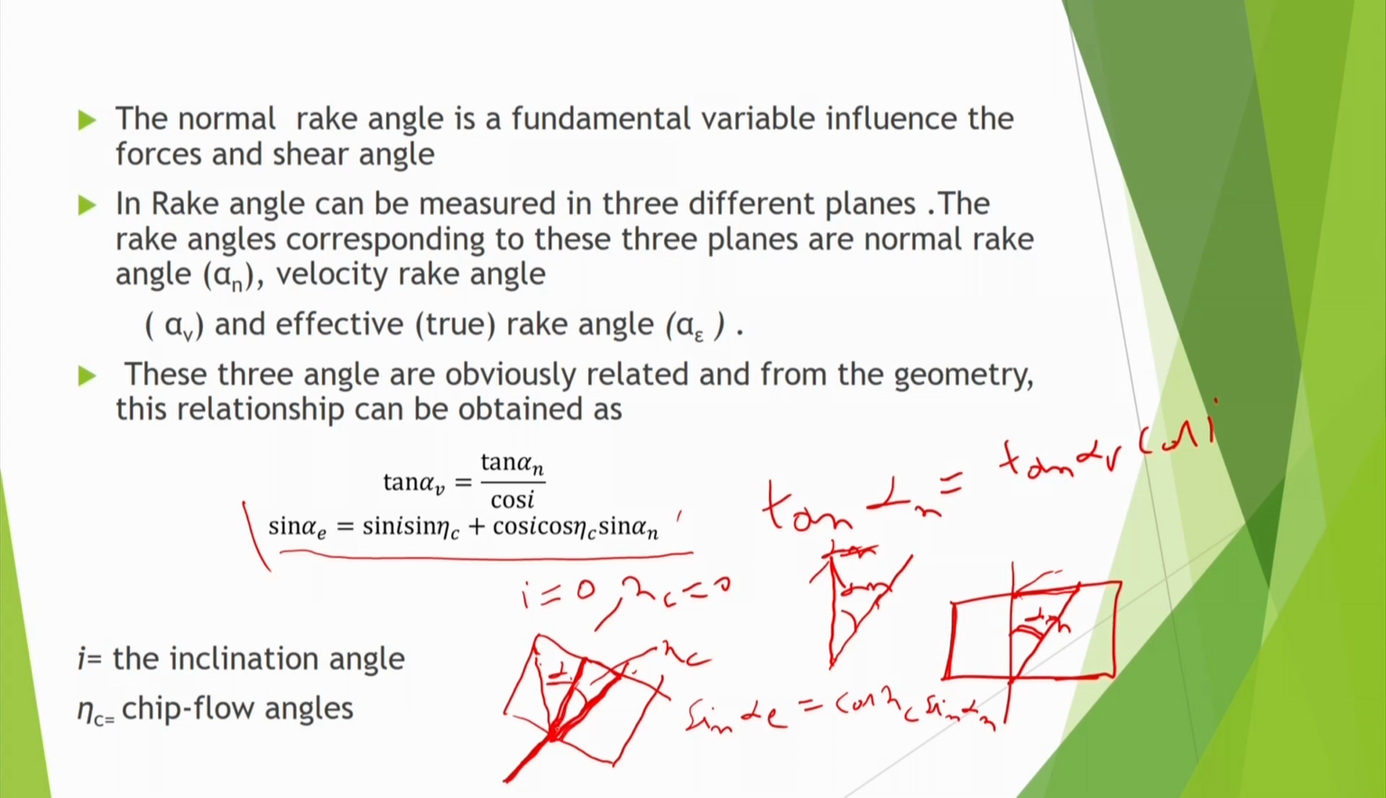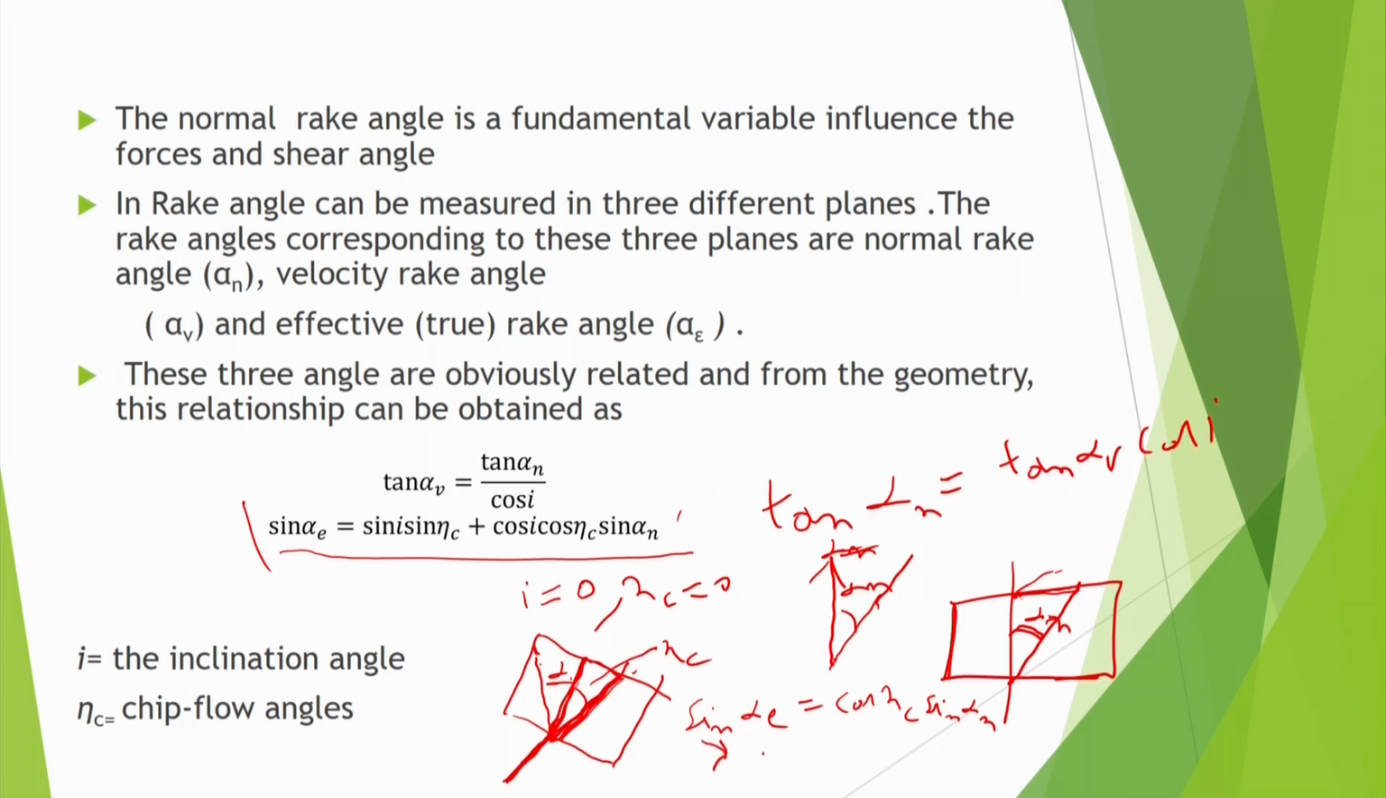Now the same thing, if you are going in this particular direction, then you are getting some extra length. Sin alpha n is this vertical. Suppose the vertical height is this, and this was the diagonal height. Now this diagonal length has increased a bit. So sin alpha is equal to perpendicular divided by hypotenuse. The hypotenuse has increased by a factor of cos eta c. That is why you are getting cos eta c in this relation.